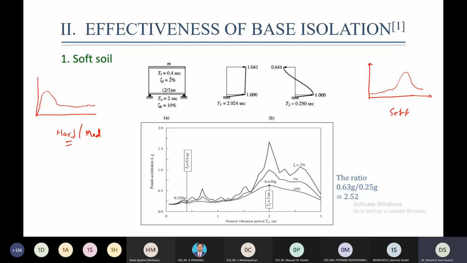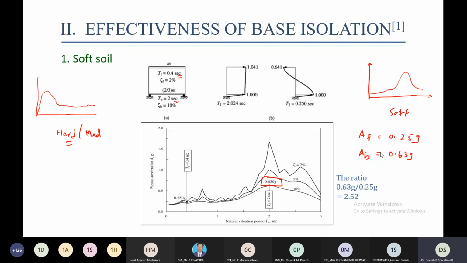The fixed base building, fixed base time period is 0.4 second, and isolation period is equal to 2 second. So for 2 second, you will notice that the spectral acceleration is 0.63, right? And for fixed base building, the spectral acceleration is 0.24, 0.25 G. Okay, this is for fixed base and this is for base isolation. Okay, so you can notice that the scenario is completely reversed.